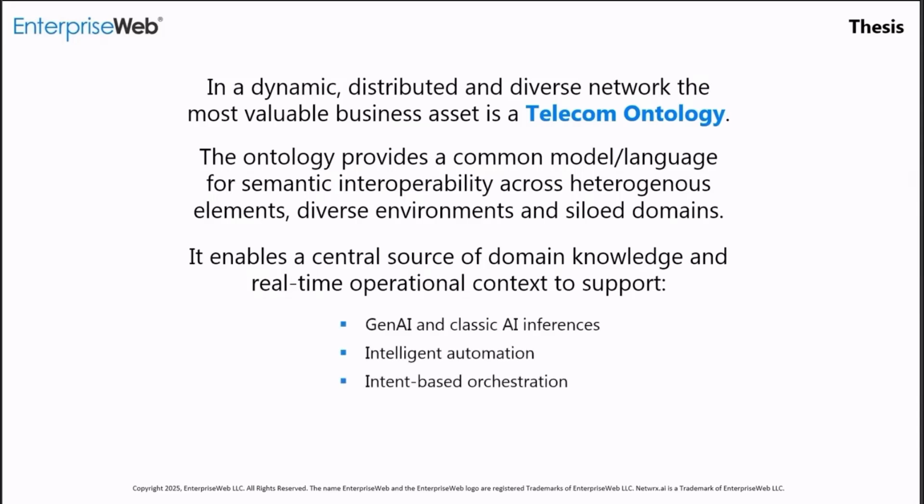The central source of domain knowledge and real-time operational context supports both Gen AI and classic AI. Everyone, I think, at this point recognizes that context is central and critical for optimizing inferences. Of course, it makes logical sense that you want real-time context for intelligent automation, and you want domain knowledge for translating intent, for intent-based orchestration. You also need that domain knowledge and real-time operational context to support AI ops, and certainly for autonomous networking.